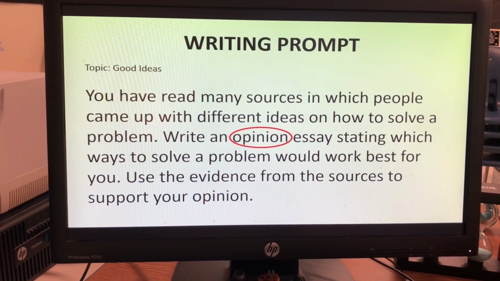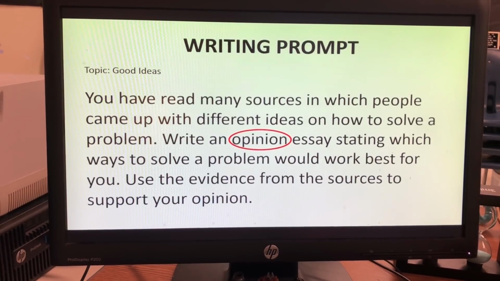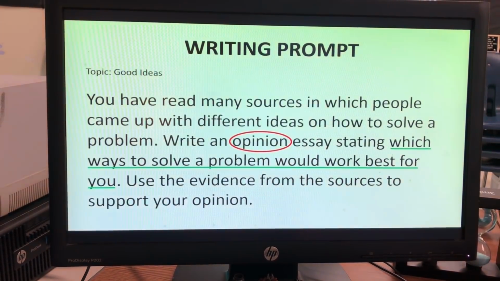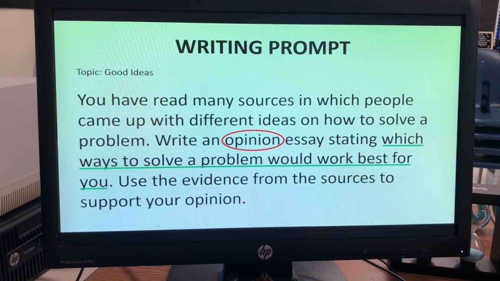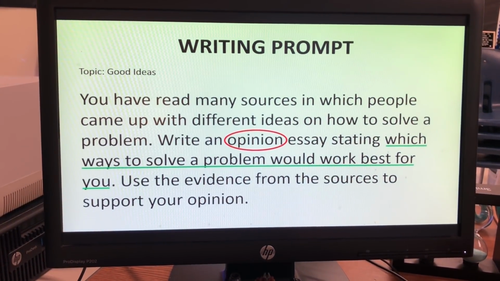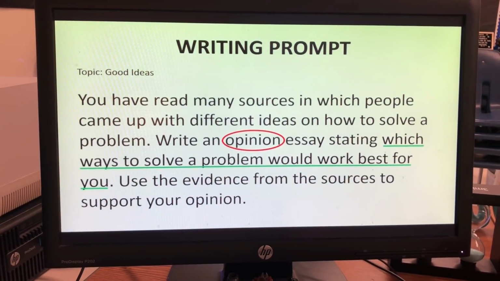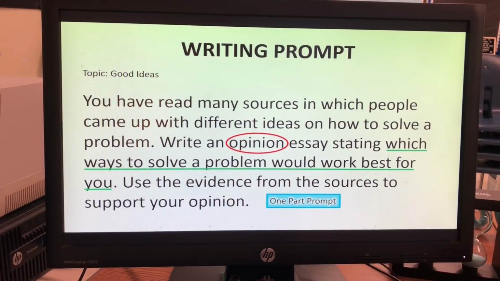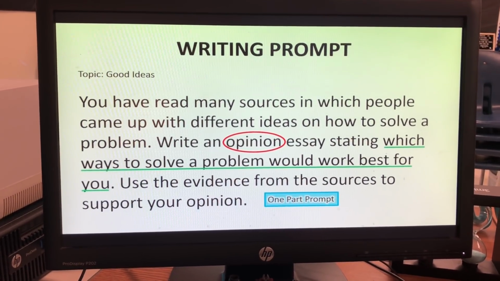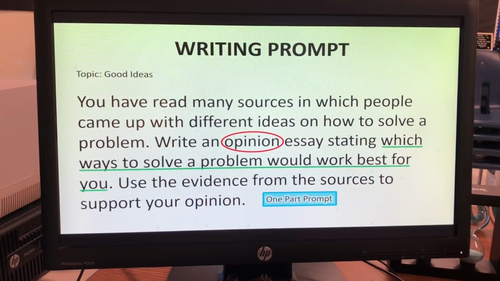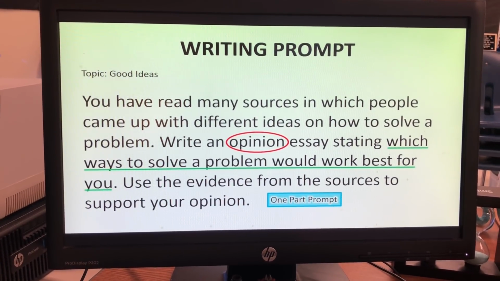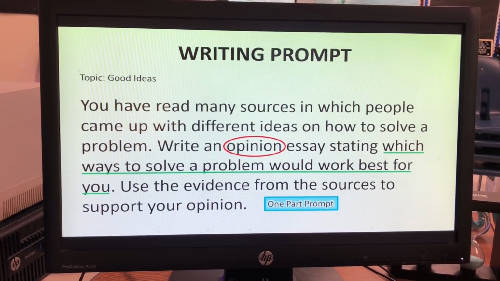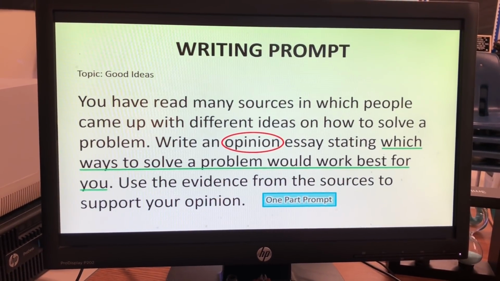And then we do our 2, which is our topic. What am I writing about? And it's usually, I tell them, right after the essay keyword. So in this case it is which ways to solve a problem will work best for you. And then after that, we do number 3, which is we ask, is this a 1-part or a 2-part prompt? This happens to be a 1-part prompt. And that's very important because if it were a 2-part prompt, we want to make sure we address both parts. Because if we only address one part, we're not going to get full point credit for purpose, focus, and organization, which is domain 1 in our writing.